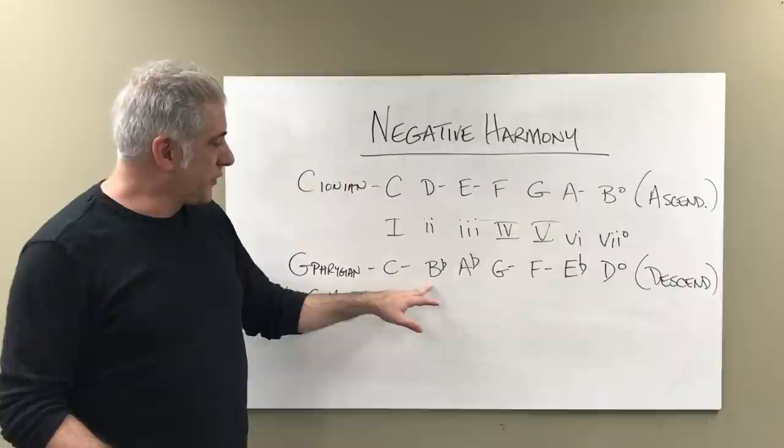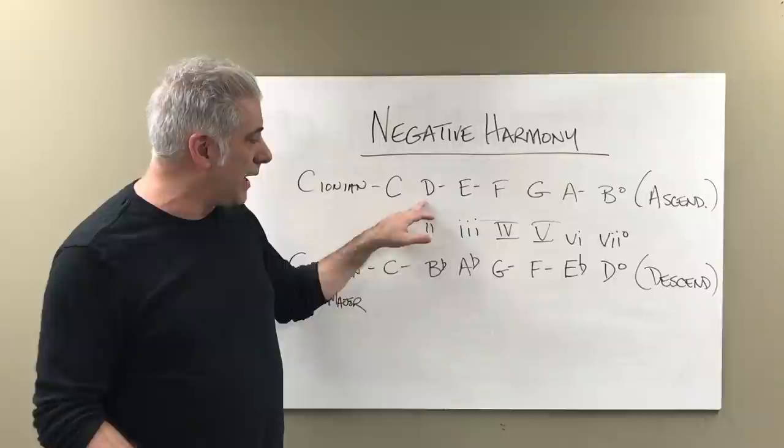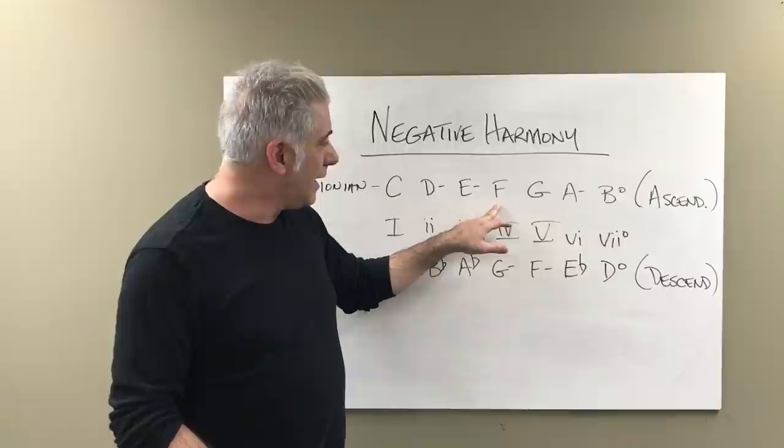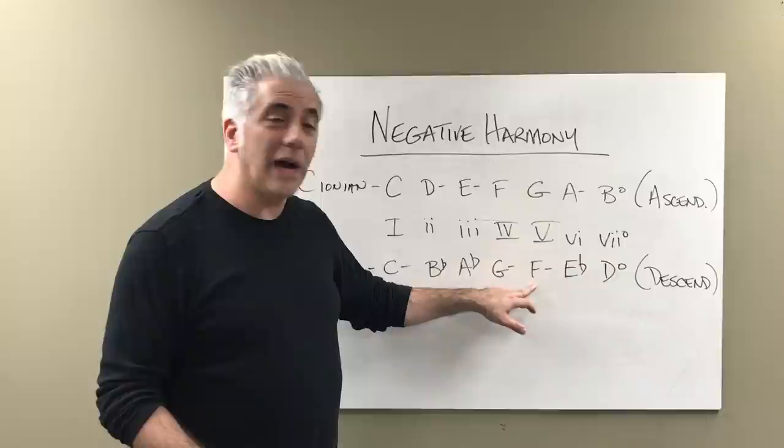So B flat major is the negative chord of D minor. A flat major is the negative of E minor, F major, G minor, G major, F minor, your minor plagal cadence, A minor, E flat major, B diminished, D diminished.